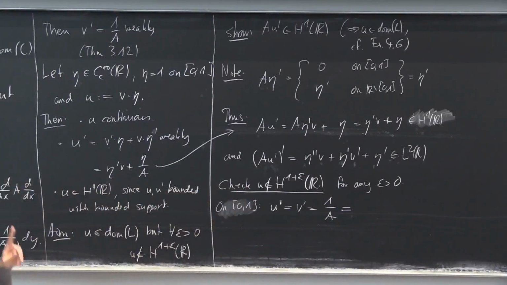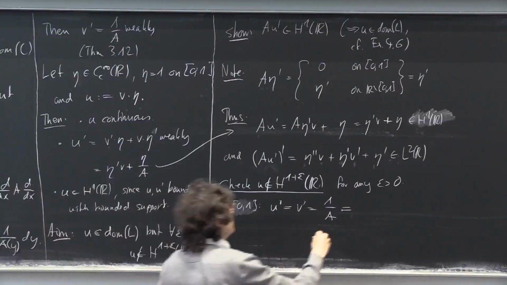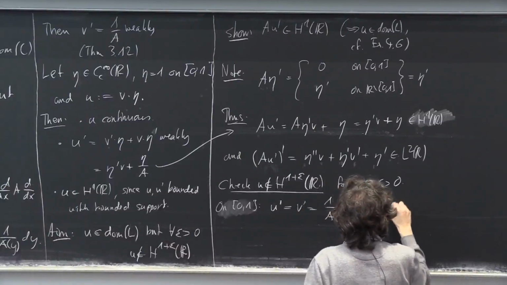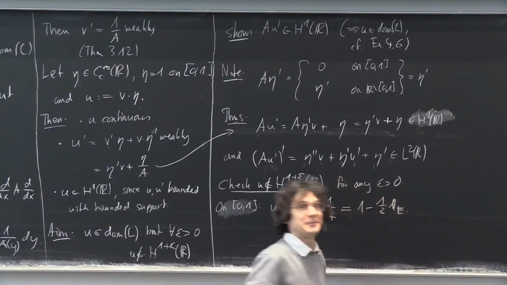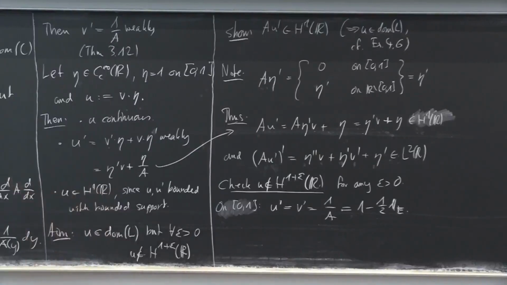A is 2 when the point is in E and 1 otherwise. So 1 over A is 1/2 when the point is in E and 1 otherwise. So this is 1 minus 1/2 times the characteristic function of E. So this is 1 if the point is not in E, and it's 1/2 if the point is in E.